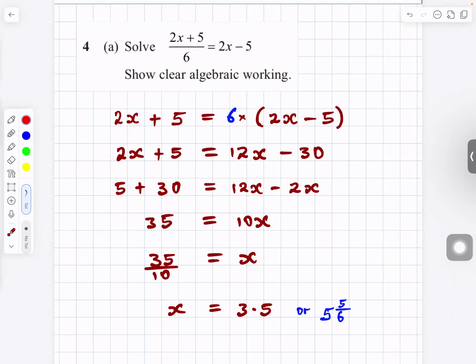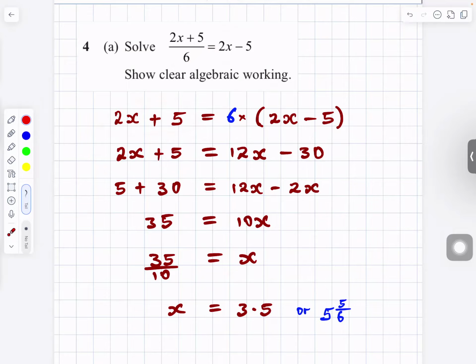Question number 4. Solve (2x plus 5) over 6 is equal to 2x minus 5. We've got the left-hand side as a fraction, and the right-hand side as a linear expression. So we want to show our algebraic working. We want to get rid of the fraction to make sure it's linear. On the left side it is divide by 6. The opposite of divide by 6 is times 6. So we'll take this 6 to the right-hand side. It becomes times 6. I put it there in blue. So now it's 2x plus 5 on the left, and then 6 times (2x minus 5) on the right.